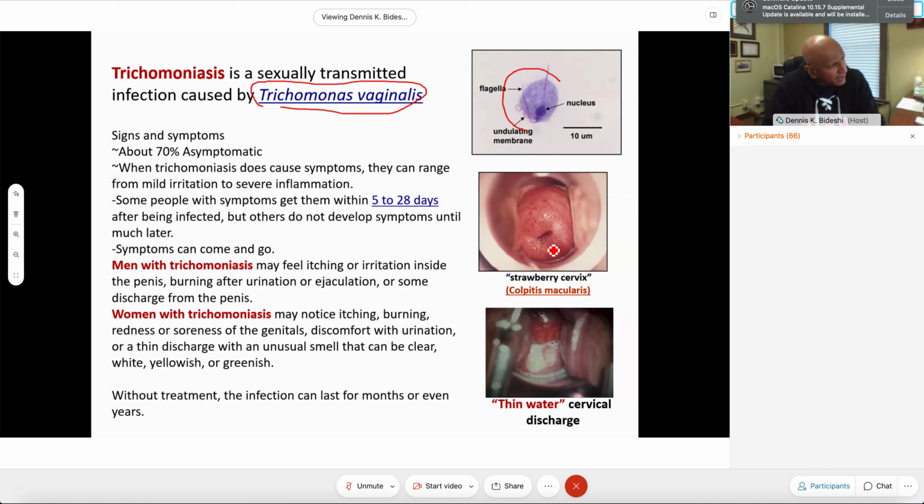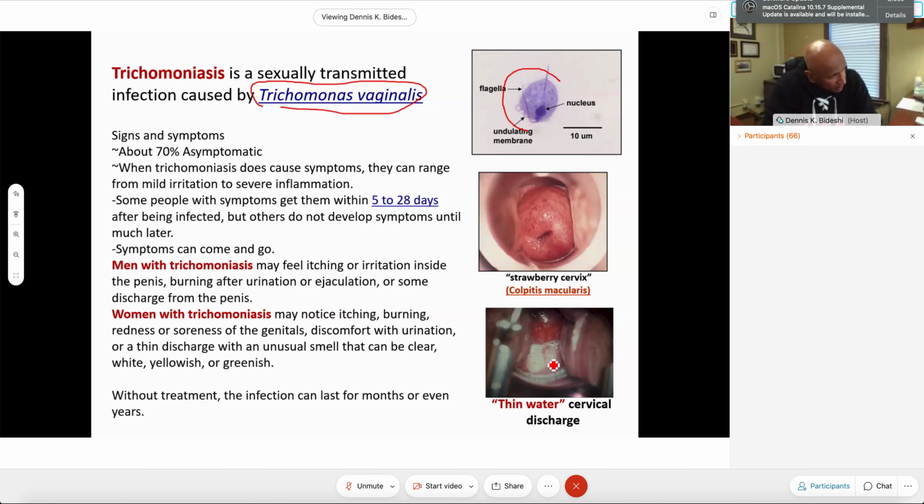Now, there have been a couple of claims for this organism and disease. For example, some claim that this organism is linked to cancers. That really hasn't been proven. If there's a heavy infection, you can see these red spots on the cervix. This is what you see. That's called strawberry cervix right there. It's also called Colpitis macularis. These are terminologies linked to Trichomonas infections in the vaginal tract and on the cervix.